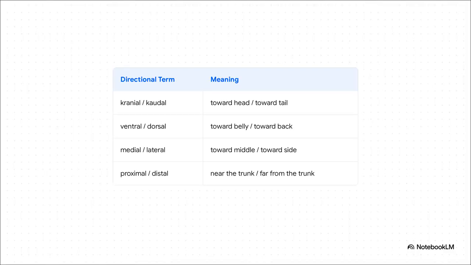Think of these terms as the body's own internal GPS. Instead of vaguely saying something is up or down or next to that other thing, we can be incredibly precise. We can say something is medial, meaning it's closer to the body's midline. This is the language that makes medicine possible.